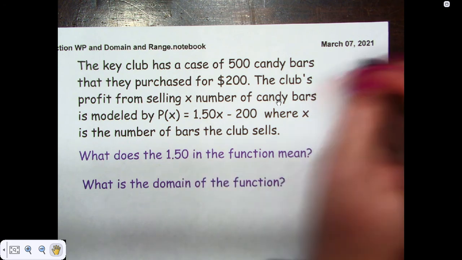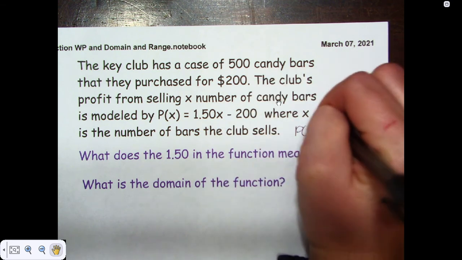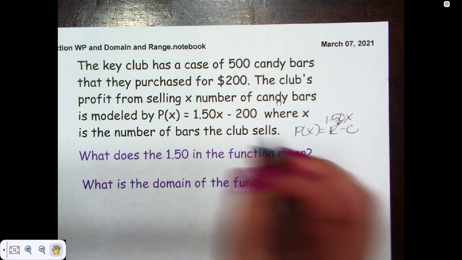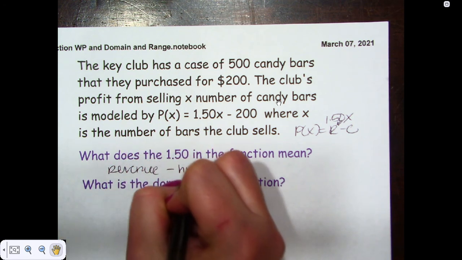So remember, for profit, it's revenue minus cost. So the 1.50x is our revenue. So the $1.50 is your revenue. It's how much you're charging.